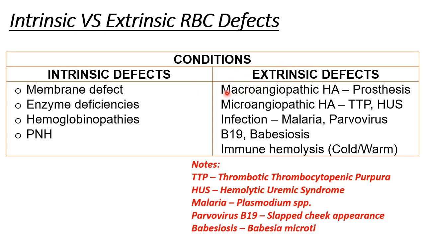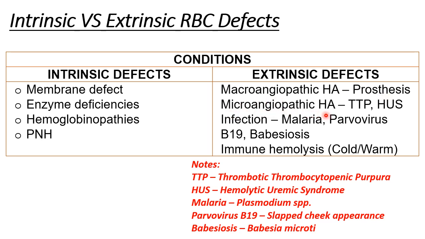Pwede dyan ang macroangiopathic hemolytic anemia. Macro means big, angio means blood vessel. So, this refers to defects of the big vessels, most commonly seen during prosthesis. Okay?